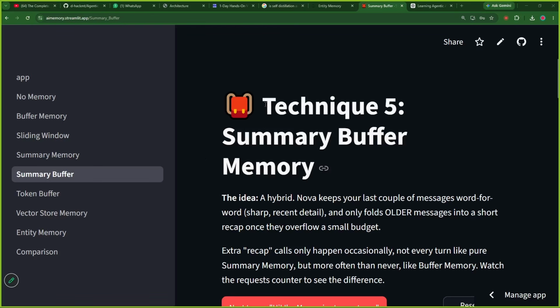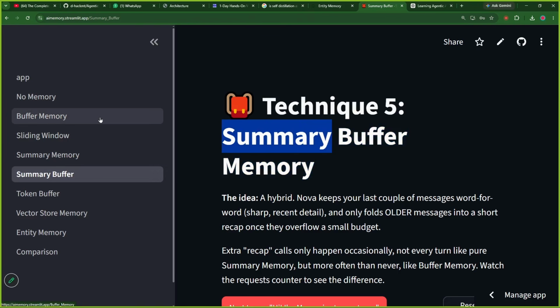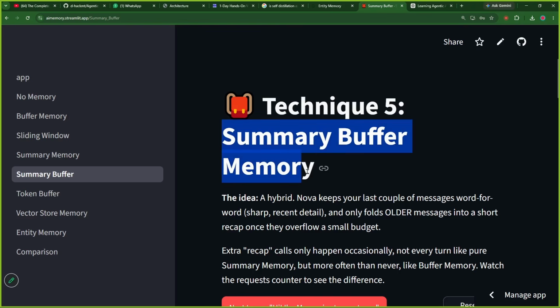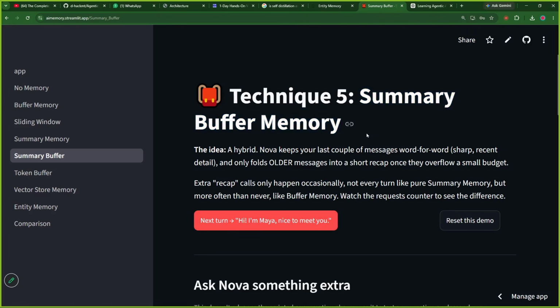Let us now understand summary buffer memory. From this name, you can understand that this is a combination of summary memory and conversational buffer memory. We are combining both of these techniques to make a hybrid solution, because people were facing drawbacks one after the other. Now, to have a solution, we have this new kind of solution. People came up with a new kind of technique for how to solve it. The idea is a hybrid. It keeps the last couple of messages with proper understanding, and for the older messages it creates a summary.